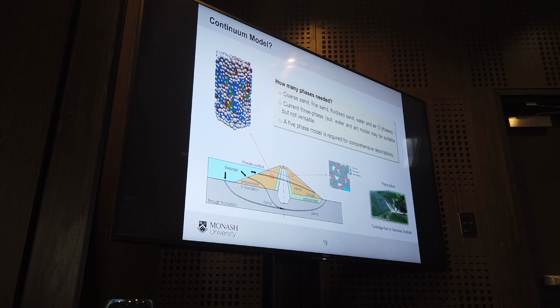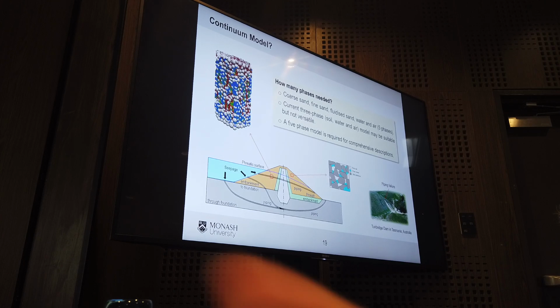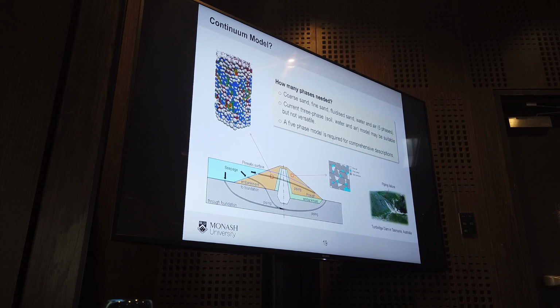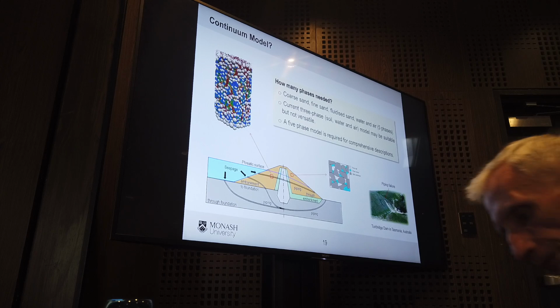And the key question here is, how do we formulate a continuum model? How many components do we need? So if you're looking at this process here, at the RVE, you have coarse sand and fine sand. Fluidized sand means that when the particles detach from the soil, they become fluidized particles and they flow with the water particles. You have a water phase, and you also have an air phase if you're looking at this boundary value application.